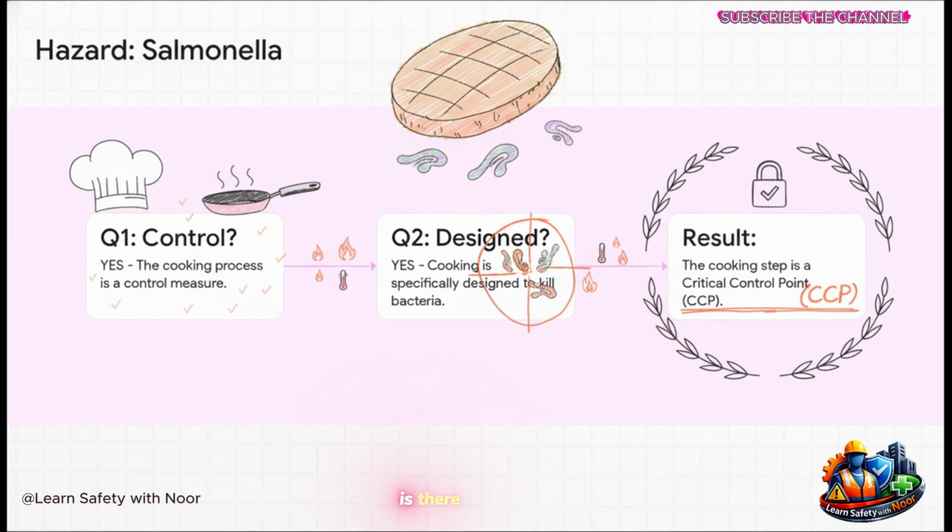Question 1, is there a control measure? Yes, of course, cooking. So we move on. Question 2, is the cooking step specifically designed to eliminate salmonella? Absolutely. That's kind of the whole point of cooking chicken, right? To kill bacteria? And just like that, we have our answer. We don't even need to go to Q3 or Q4. The cooking step is a CCP.